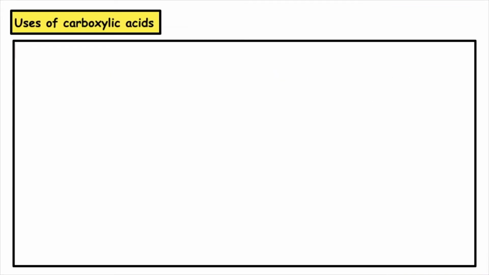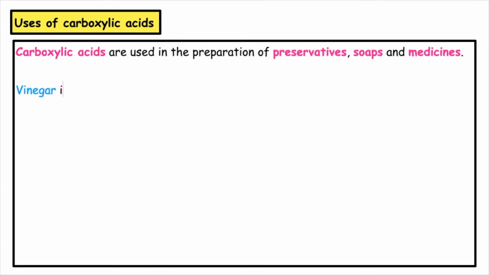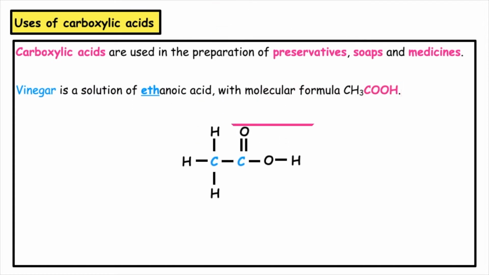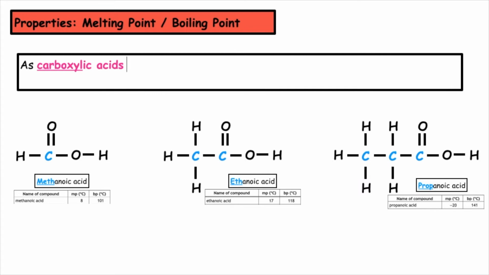COOH. Carboxylic acids are used in the preparation of preservatives, soaps and medicines. Vinegar is a solution of ethanoic acid with the molecular formula CH3COOH.